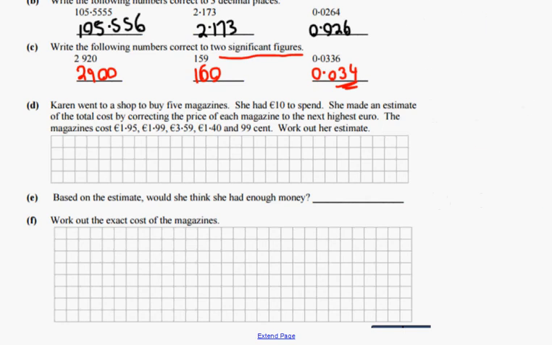Now, Karen went to a shop to buy 5 magazines. She had €10 to spend. She made an estimate of the total cost of each magazine to the next highest euro. That means that's €2. That's also €2. That's €4. This actually goes up to €2. That is €1. Add it all together, what do you get, Ryan? I got 11. It says the next highest euro. It's not actually rounding it up or down. It says you have to go up. Keyword, next highest euro. Everybody alright with that?